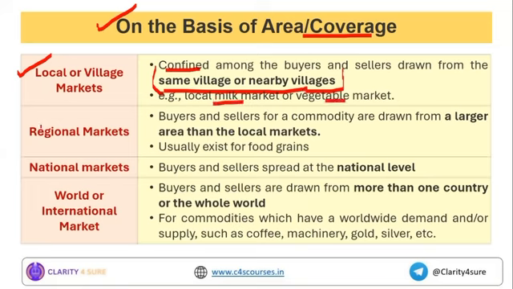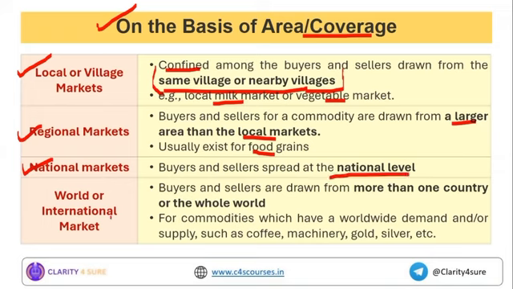Next is the regional market. In regional markets, buyers and sellers for a commodity are drawn from a larger area than a local one. It will cover more area than what a local market covers, and it usually exists for food goods. Next is the national market. It's easy, right? Its coverage will be at a national level.